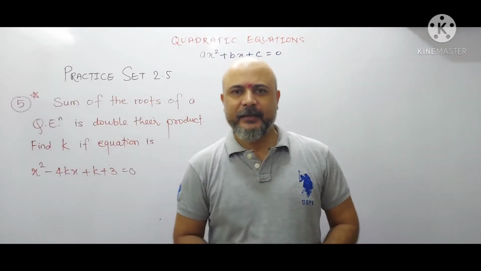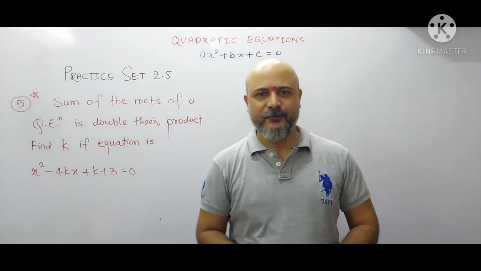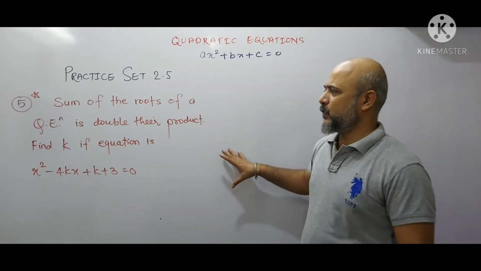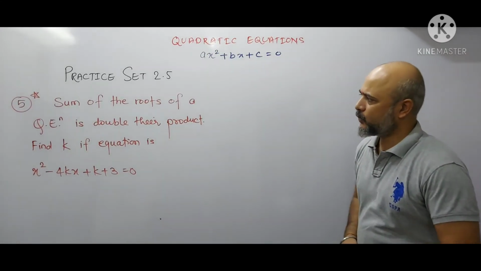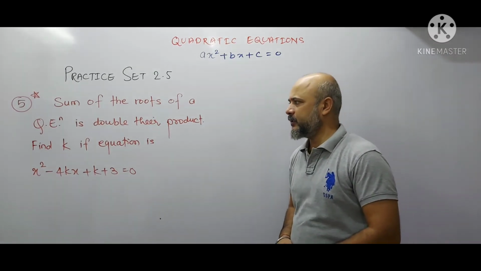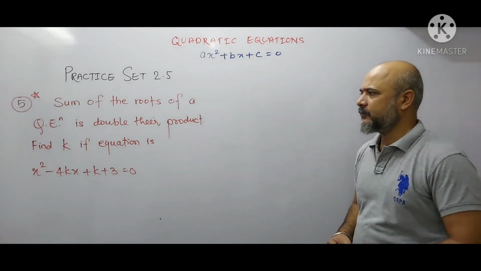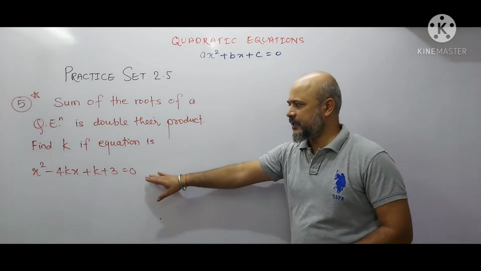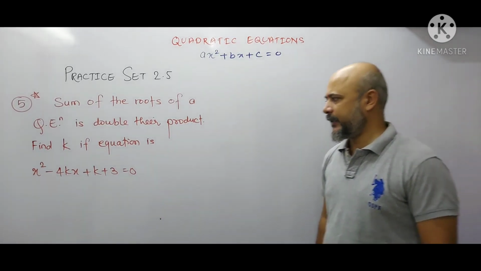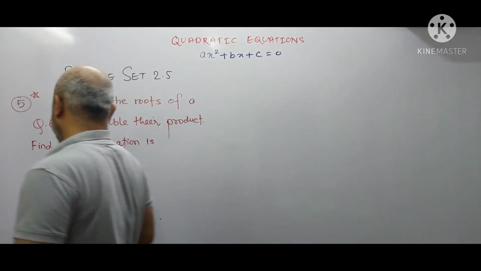आइए दोस्तों करते हैं question number 5 of practice set 2.5. Okay, so what is question number 5? Sum of the roots of a quadratic equation is double their product. Find k if equation is x square minus 4kx plus k plus 3 is equal to 0.